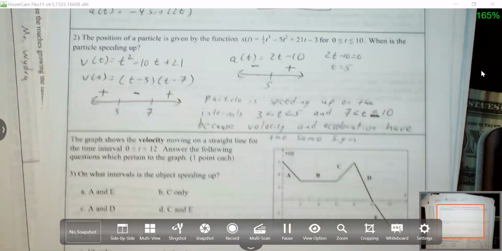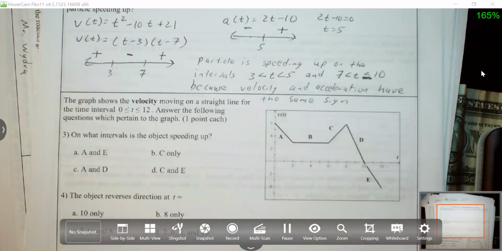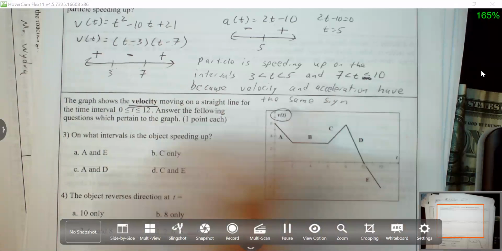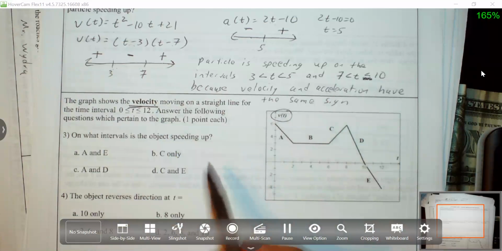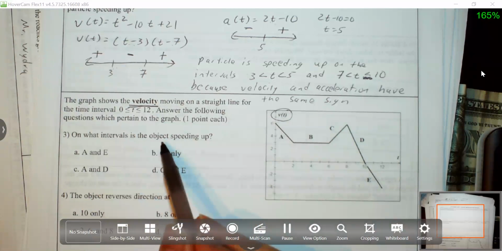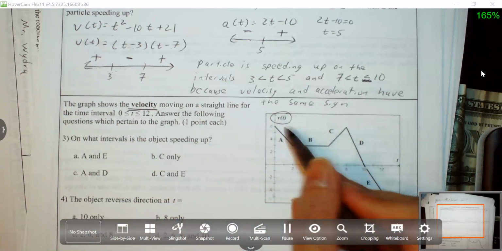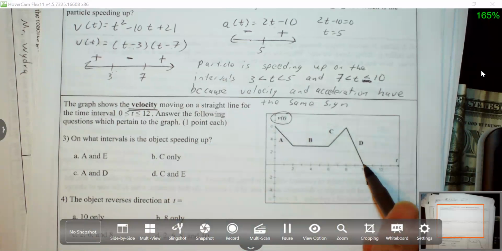Okay, so now we have a graph and we are supposed to answer these questions. This graph is a velocity graph. On what intervals is the object speeding up? Just like number 2, it's speeding up when velocity and acceleration are the same sign. Velocity is positive until here, and then after here, it's negative.